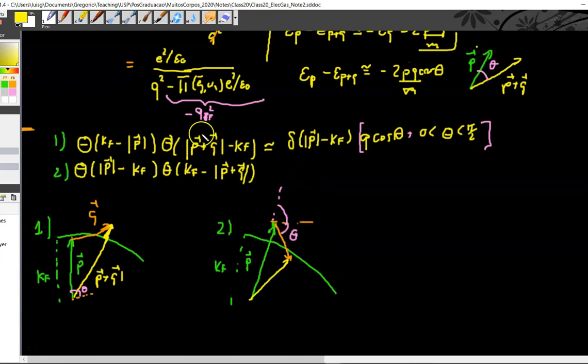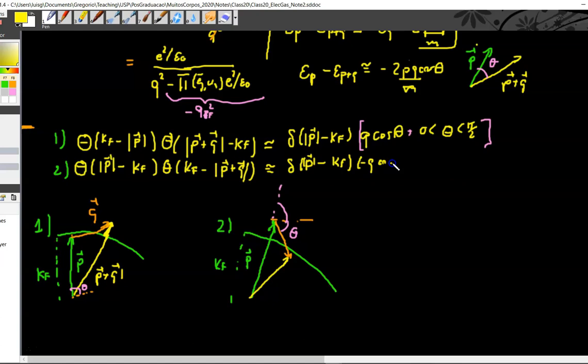So in this second case I would get something like that, even though P might be closer to KF. This would be minus Q cosine of theta, because cosine of theta now is negative, right? Because theta has to be between pi over 2 and pi. So Q cosine theta is negative. That's the point.